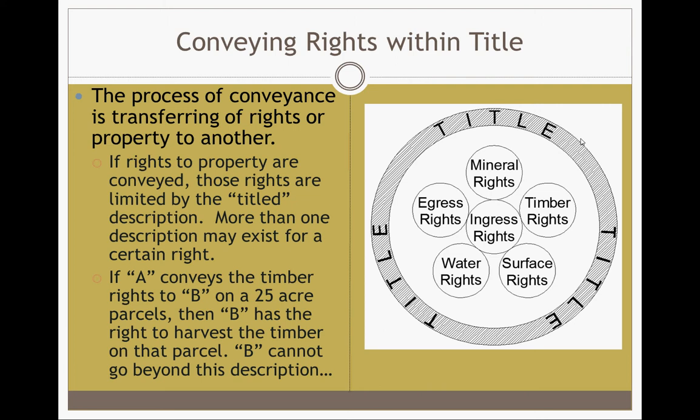They can't go beyond those 25 because those rights have been conveyed from A to B. If rights to property are conveyed, those rights are limited by the titled description. And more than one description may exist for a certain right.